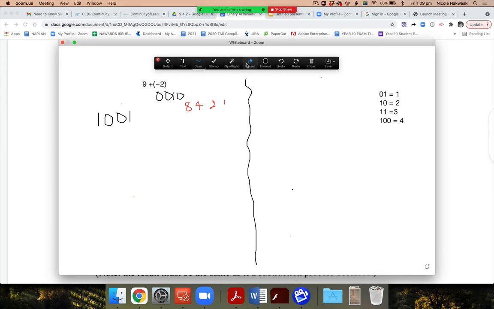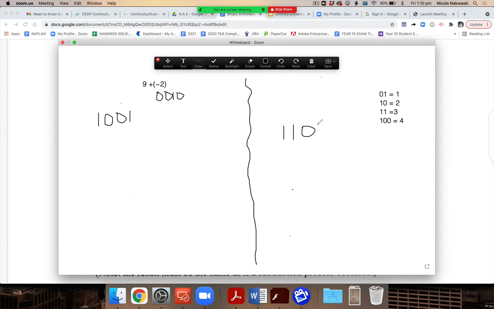Okay, so I know I need to use 2's complement again here, guys. The 9 stays the same, I take the 2 and invert it, so 1, 1, 0, 1. That's its 1's complement. To get the 2's complement, I add 1. 1 plus 1 is 2, which is 0, carry the 1. 1 plus 0 is 1, 1, 1.